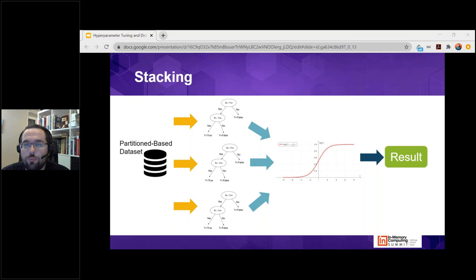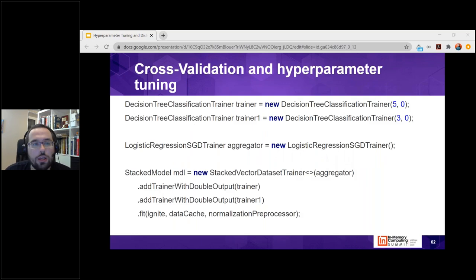I want to add one note about possible parallelization. Of course, all trainings on the low level, I mean three or four, like here, three decision trees, could be run in parallel. But the final level, for example logistic regression here, couldn't be run in parallel with the previous models. It should wait for the result from the previous layer to be executed. So the code is very simple. Here you define two trainers, for example, with different hyperparameters, with different max depth, and an aggregator like a logistic regression trainer, which will be the trainer on the second level. And we could combine all of them, put the first two trainers into the stacked vector dataset trainer, and await the result from the aggregator.